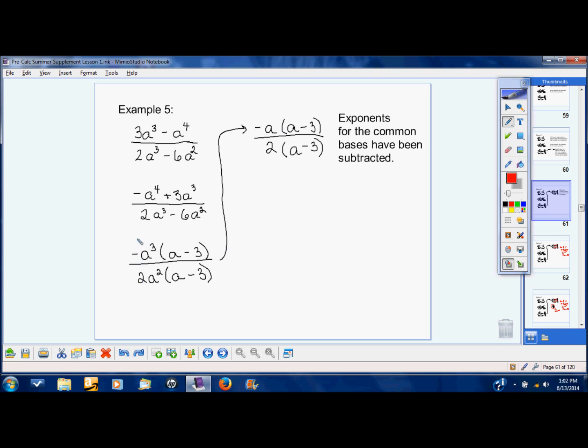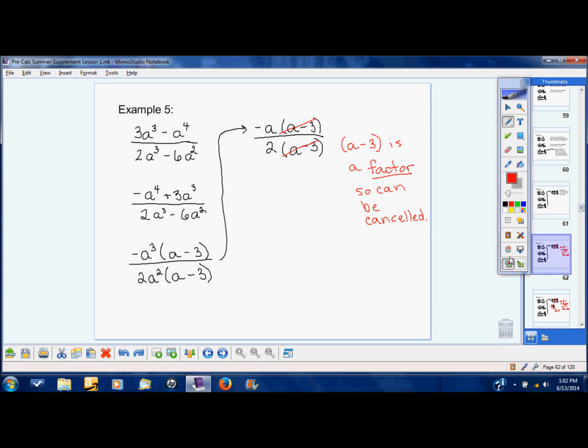There's nothing to cancel out as far as numbers, so far we've got this. Now the other thing that we notice is that a minus 3 is a factor. So since it's a factor, it can be canceled. So a minus 3 can be canceled. So our final answer here is what's left over after you cancel.